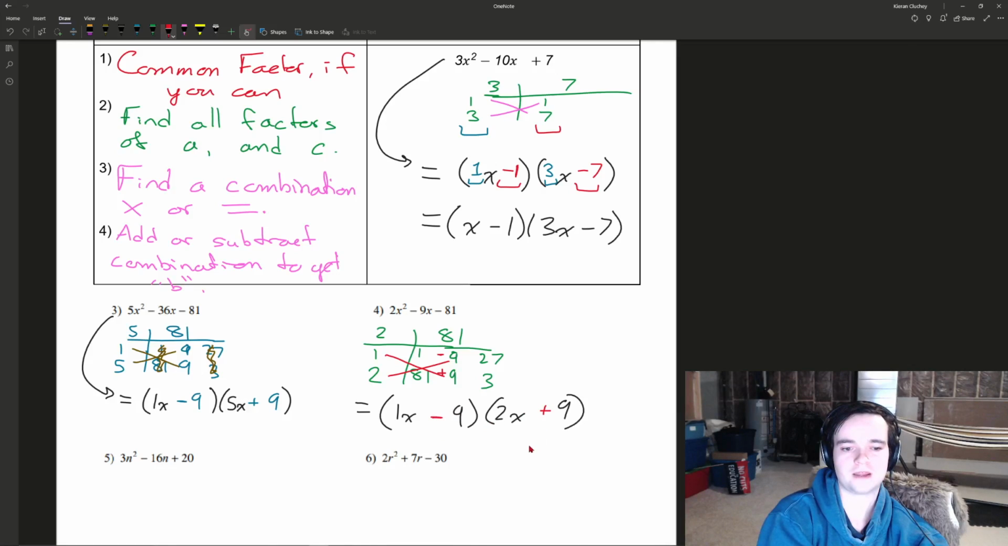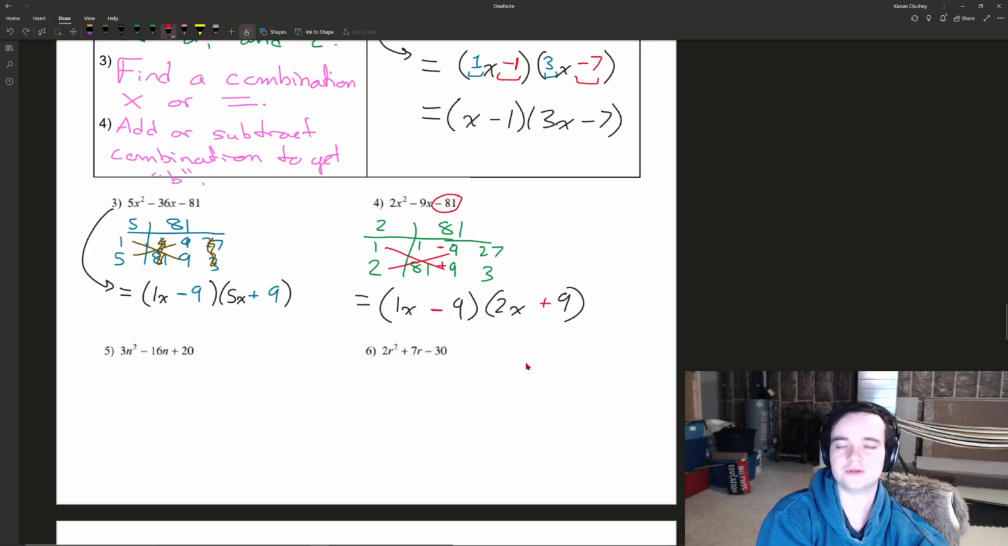Okay, and then I also need a positive here because -9 and 9 need to multiply to get -81. So I know this has to be positive, if this is negative. All right, there's our third example.